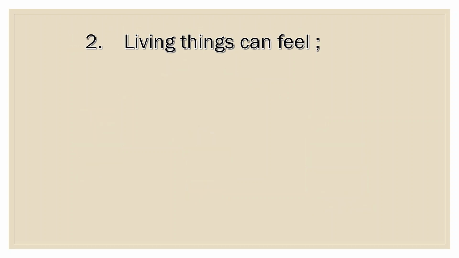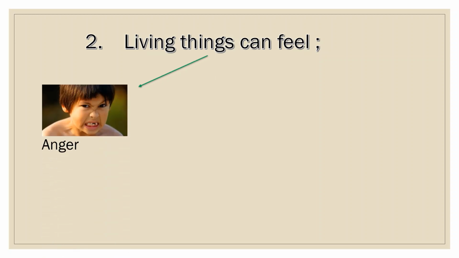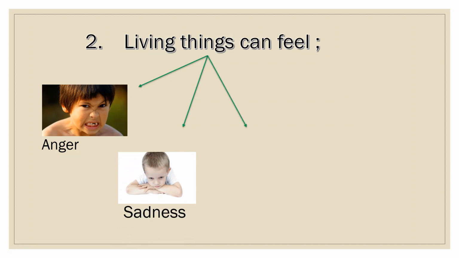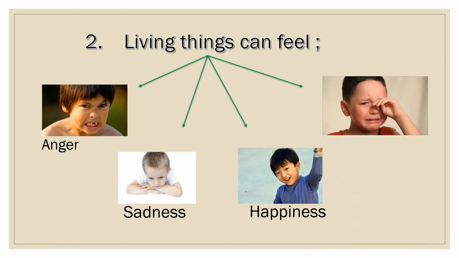Let's go to the second one. Living things can feel. Living things can feel and respond to the changes around them, and they express it through various emotions like anger, sad, happy, and by crying.